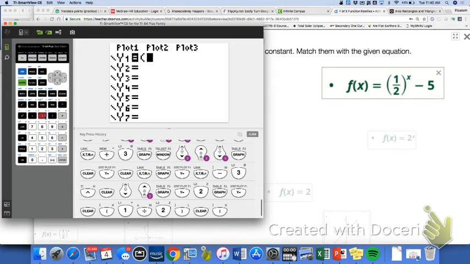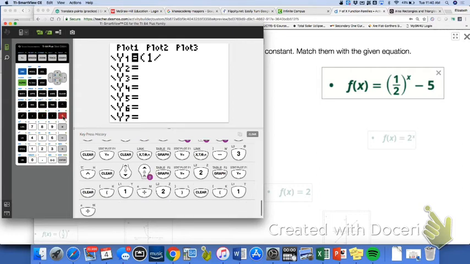Okay, so open parentheses, 1 divided by 2, close the parentheses. That will get you 1/2. Oh, we're not done yet, though. We have to do the caret, because I got a little x up there.